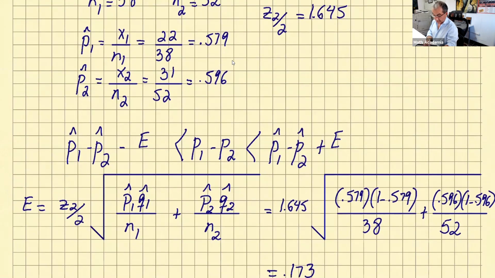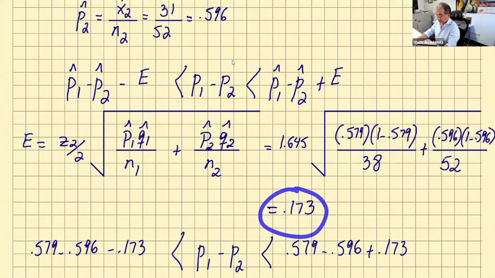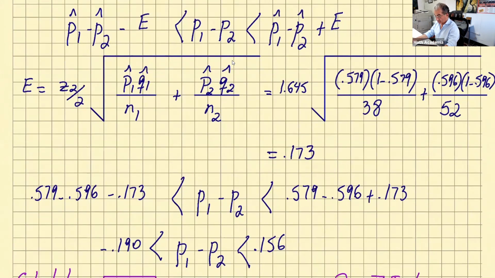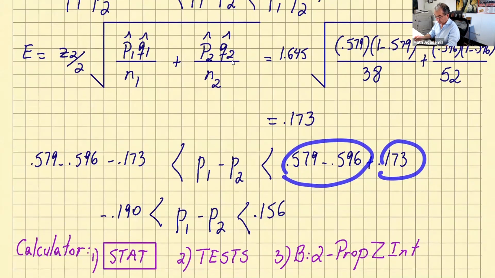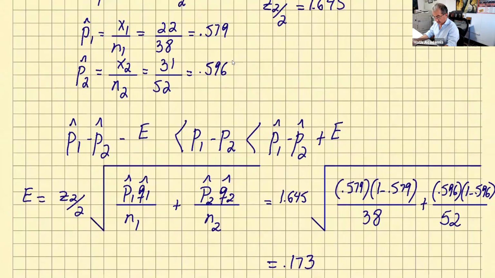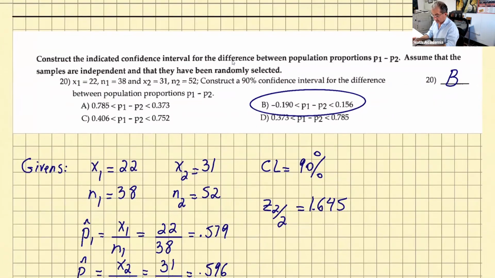You can find p hat 1 and p hat 2 by using these formulas. It's just x over n. If you substitute and use your calculator, you get 0.173. So p hat 1 minus p hat 2 minus E is 0.190, and p hat 1 minus p hat 2 plus E is going to give you 0.156. And again, D is the answer.